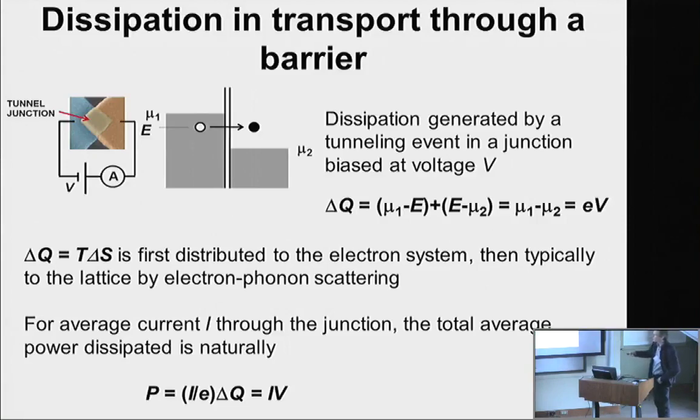Under the condition that you can describe these two conductors as having a temperature T, you can say that there's an entropy production which is related to this amount of energy that is dissipated. And if you then drive a constant average current through this kind of a barrier, you find out that the average power is always equal to the current times voltage.